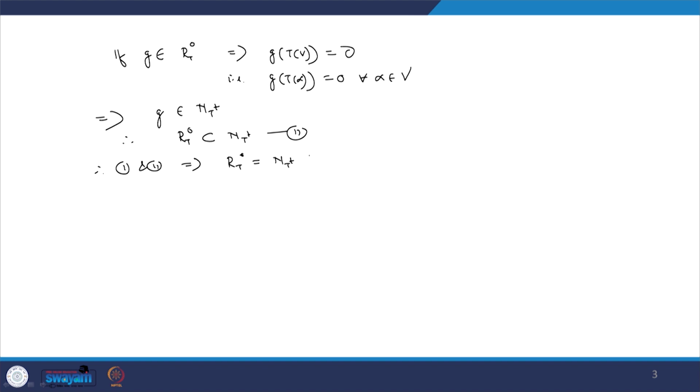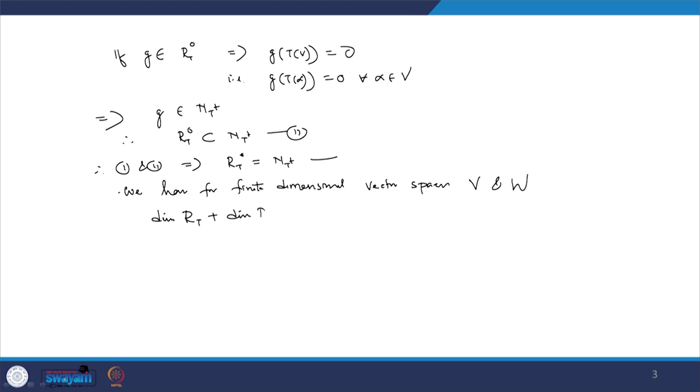Okay. So, the null space of T transpose equals the annihilator of the range space of T. This is the first one. For finite dimensional vector spaces V and W, we have dimension of R(T) plus dimension of R(T) naught equal to dimension of W.